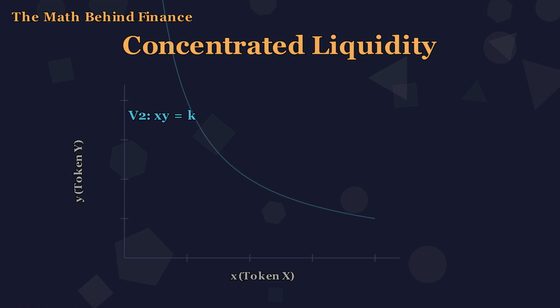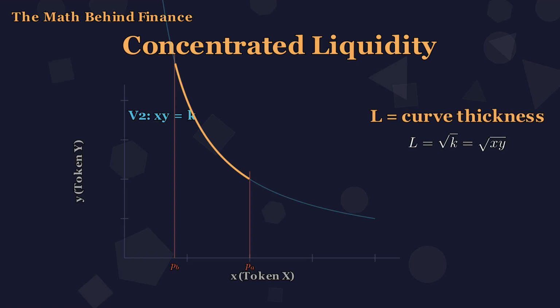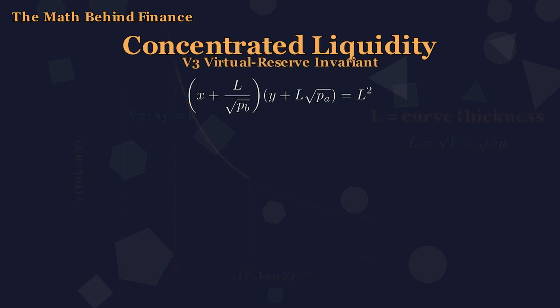An LP's capital is spread across every possible price from 0 to infinity. But most of that capital sits idle. Uniswap V3 changed the game. An LP now chooses a price range, PA to PB, and concentrates all their capital into that slice. The key parameter is L, the liquidity. Think of L as the thickness of the curve within your chosen range.